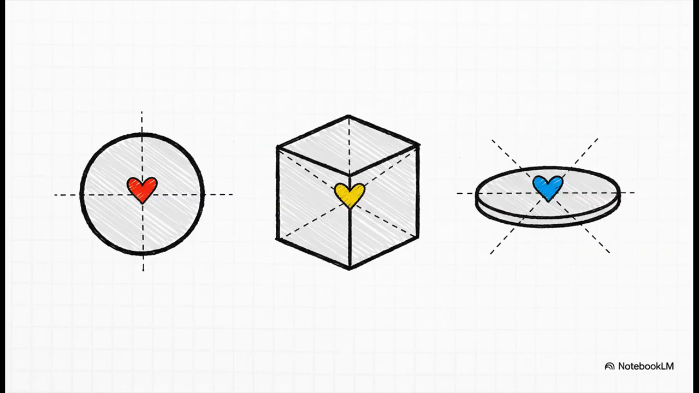So where is it? Well, for any simple, symmetrical object you can think of, like a perfect sphere or a block of wood, the center of mass is exactly where you'd guess it is, right in the geometric middle. It's the object's perfect balancing point, its heart. And when an object is spinning freely through space, it will always spin around this one point.